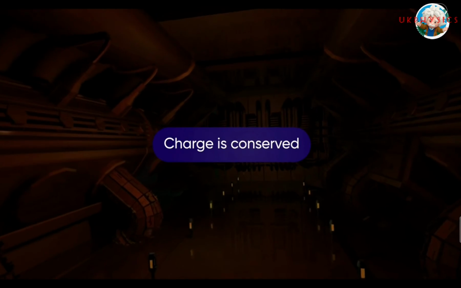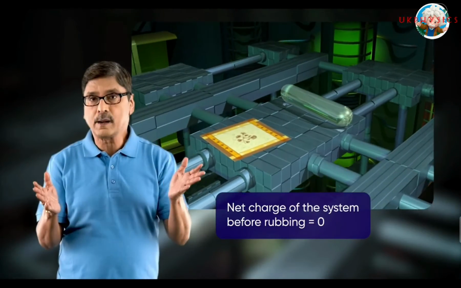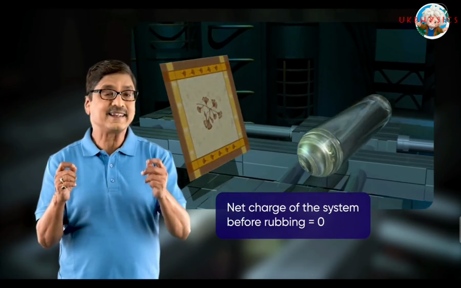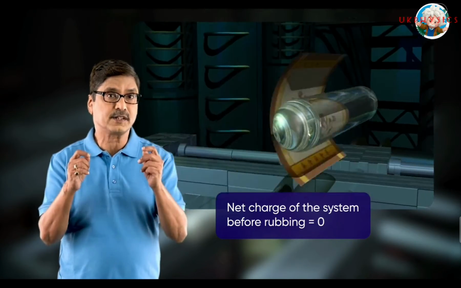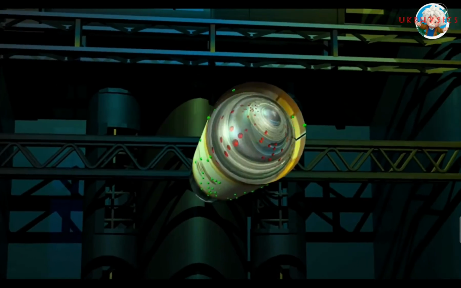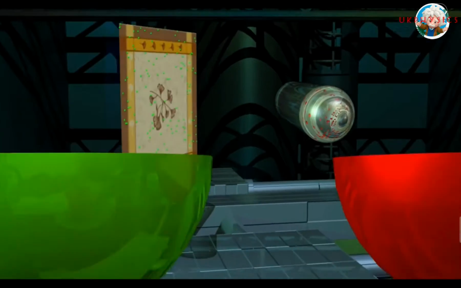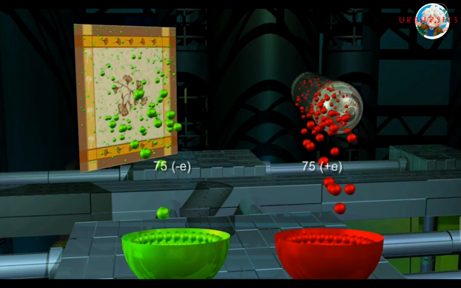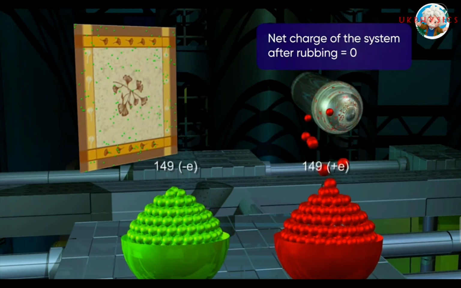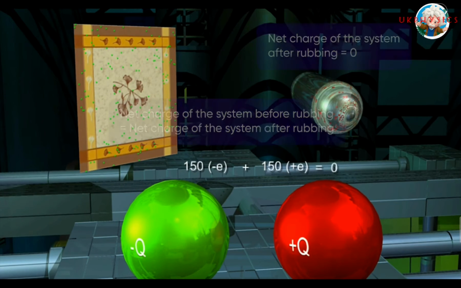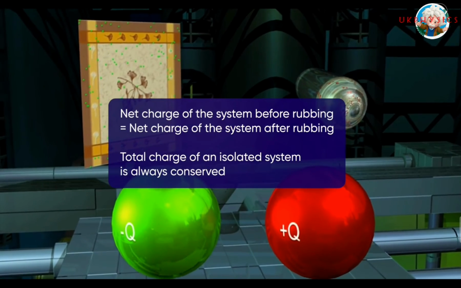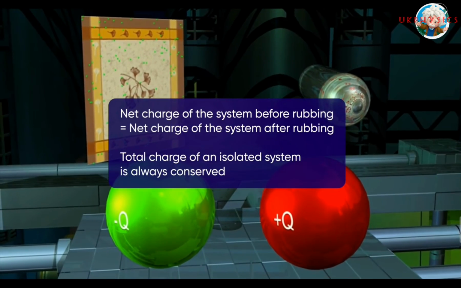Charge is conserved. Before rubbing, the total net charge on a neutral glass rod and the neutral silk cloth is 0. After rubbing, the glass rod acquires a positive charge, while the silk acquires an equal amount of negative charge. Hence, the total charge is still 0. Thus, we say that the total charge of an isolated system is always conserved.